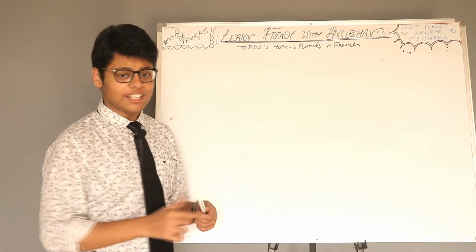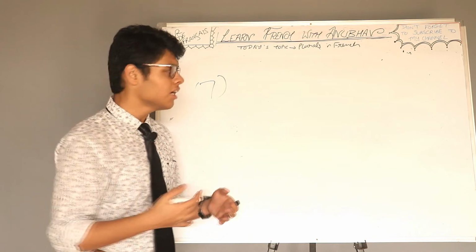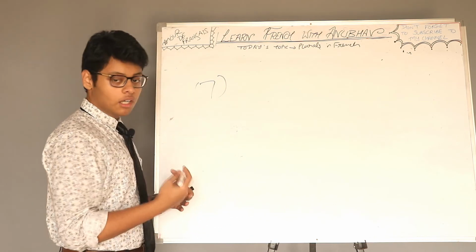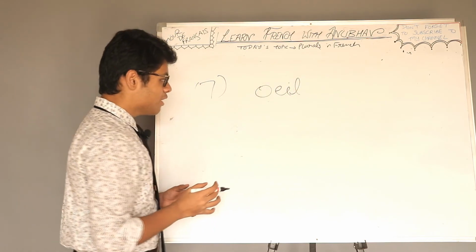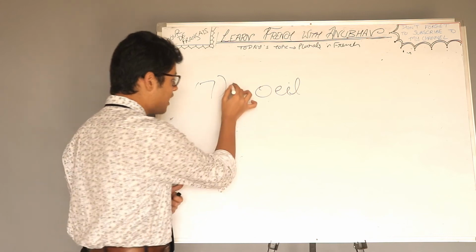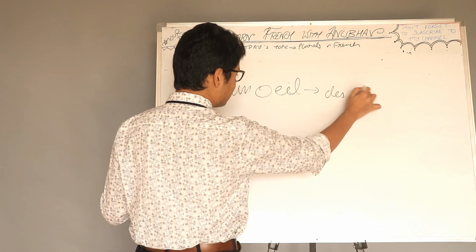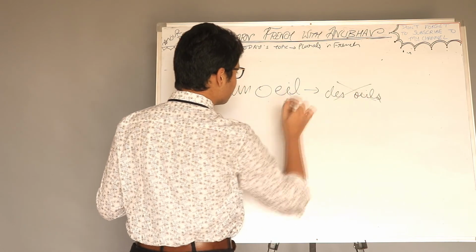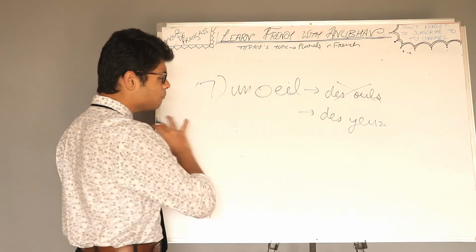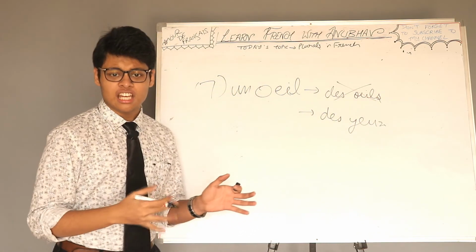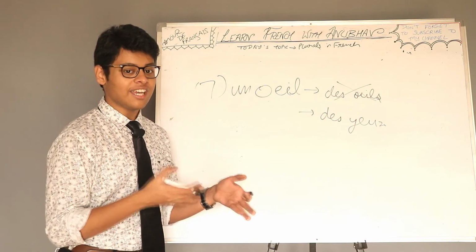The last one is not a category as such. It's just an exception. I think it's the 7th or 8th. I have lost track of the numbering. So the word is, I think we have discussed it earlier also in the parts of the face video. So, un œil. The plural is not des œils, it is des yeux. Something completely off track, completely different. Like un œil, des yeux. No relation of I and ear, but still, un œil, des yeux.